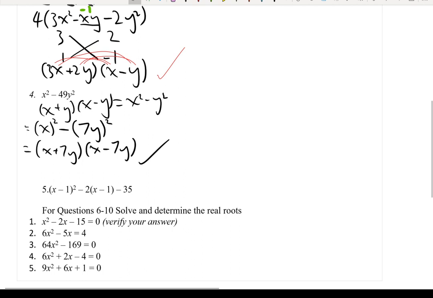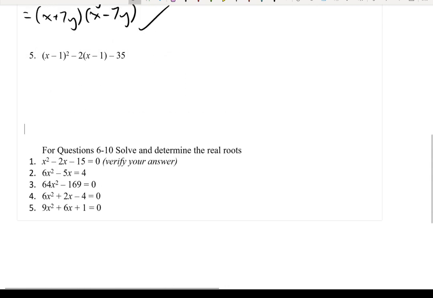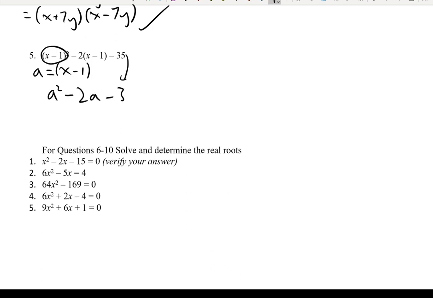And then question 5. This one has a little bit more steps. Now, if you remember, there was one lesson where we substituted a as something. So in this case, I'm going to set a as x minus 1. This whole bracket here is going to be a. So I'm going to rewrite this equation as a squared minus 2a minus 35. And then I just do the same thing as before.